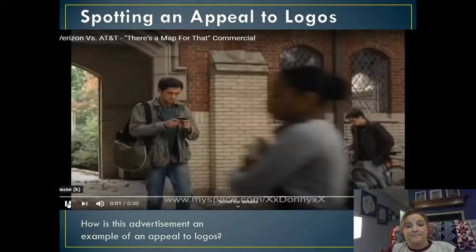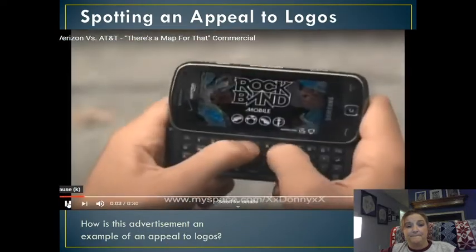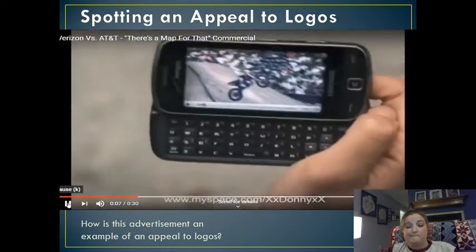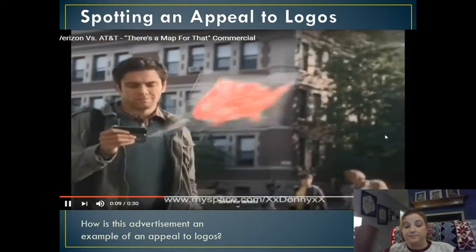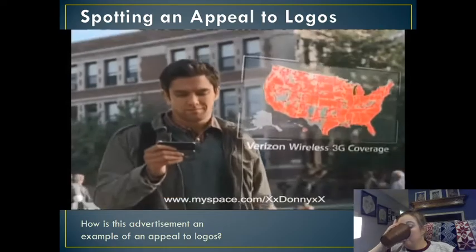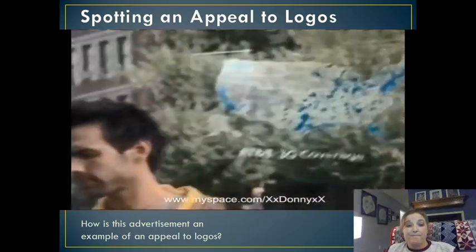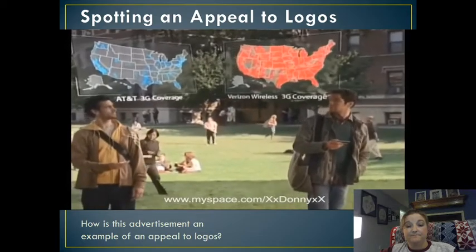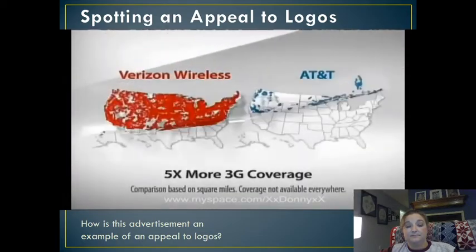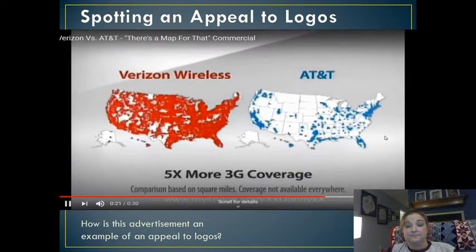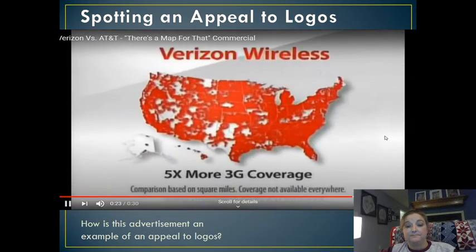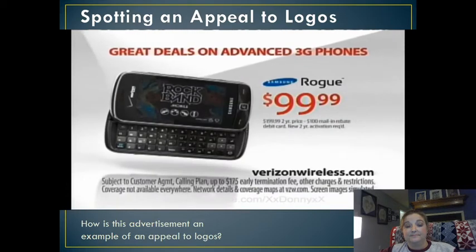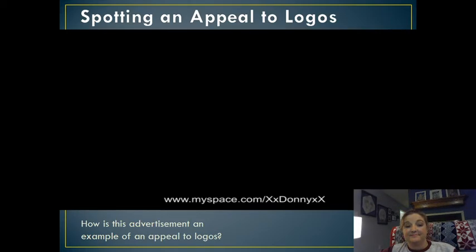Wondering why 3G coverage works so well on Verizon Wireless? There's a map for that. Or why you can watch videos at 3G speed almost anywhere? There's a map for that. And if you want to know why some people have spotty 3G coverage, there's a map for that too. Yup, with 5 times more 3G coverage than the nation's number 2 wireless company, there's lots of reasons to switch to Verizon Wireless. Come in now for great deals on 3G phones, like the Samsung Rogue for $99.99.